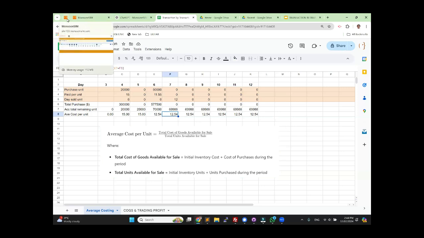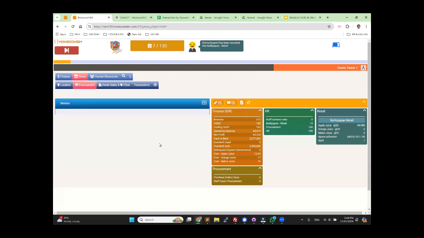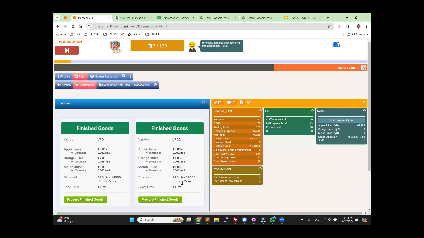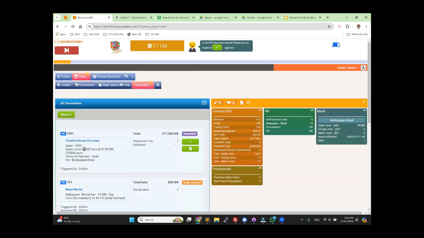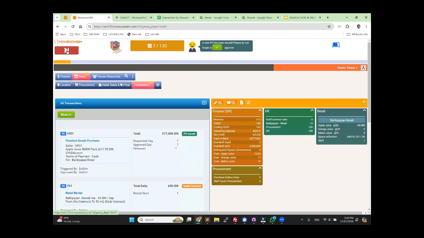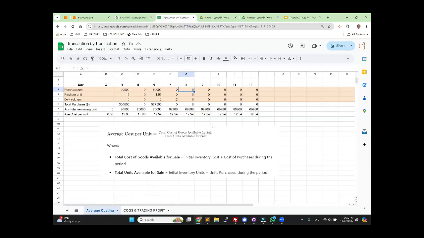So what happens if I have something selling and something that I buy on the same day? I'm going to go ahead and buy some more today. Maybe there's a better discount somewhere. No, it's the same, so let's just go for this. I'm going to buy another 50,000 to Balikpapan and get a bunch of discount. Okay, so another 50,000 at 11.55, submit. Let's see what happened the next day. Day 8, I got 50,000 at 11.55.